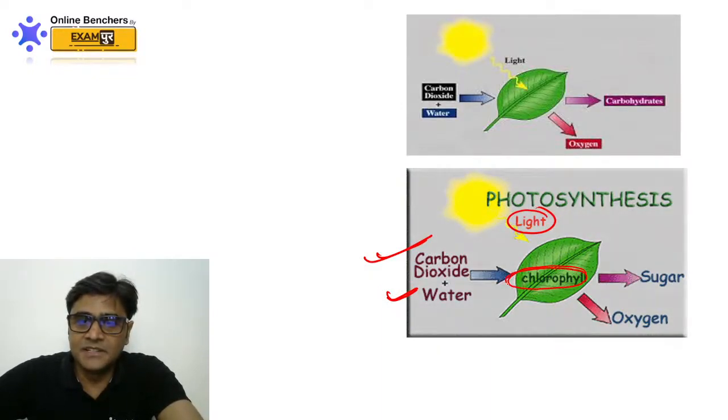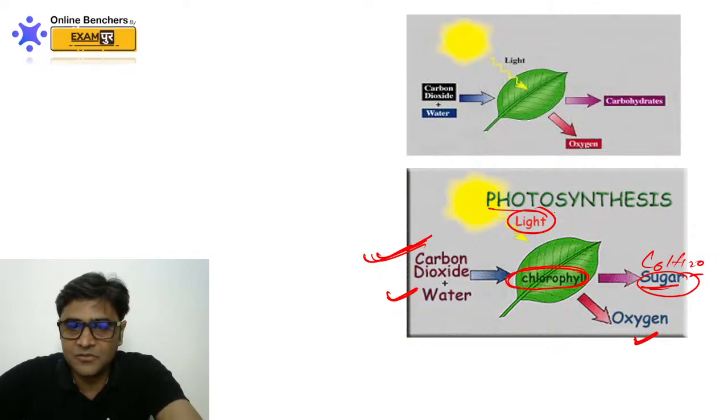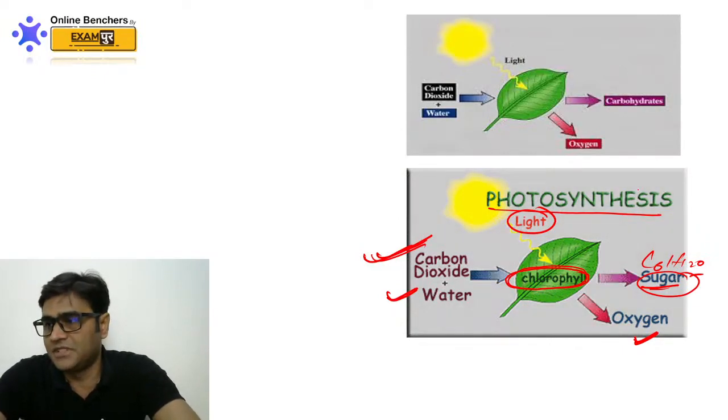Chlorophyll is present in green leaves of the plant. So in the presence of CO2, water, sunlight, plants make their food, that is glucose. Glucose is a sugar, okay, and they also give us oxygen. And this process is known as what? Photosynthesis. This is known as photosynthesis, Robin.